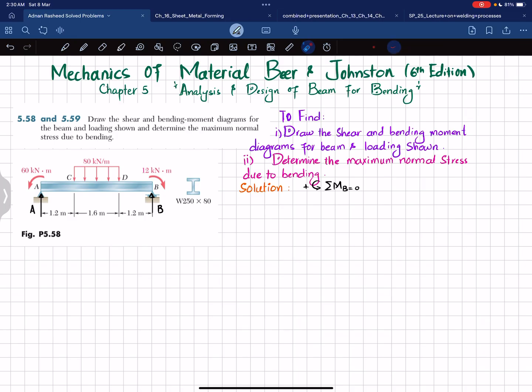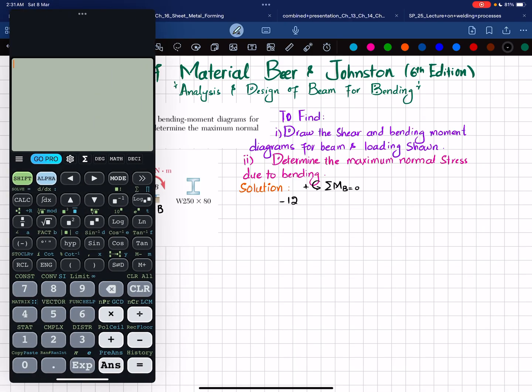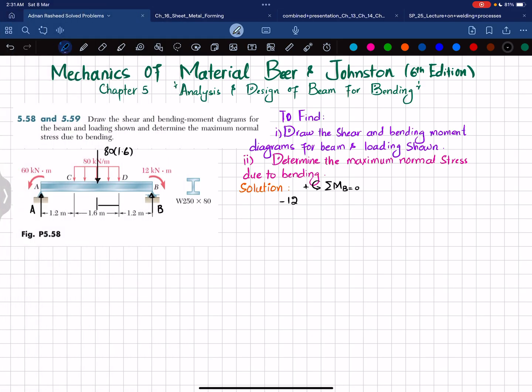About point B, the first moment is 12 kilonewton-meter which is clockwise, so I will take it as negative, so minus 12. The second moment is due to this distributed load, and when converted into a point load it will be equal to 80 multiplied by 1.6, and it will act at a distance of half of 1.6, which is 0.8 meter. So this load 80 into 1.6 has a perpendicular distance of 2 meter, and it is producing a counterclockwise moment, so it will be positive. So I will write plus 80 into 1.6 multiplied by 2 meter.